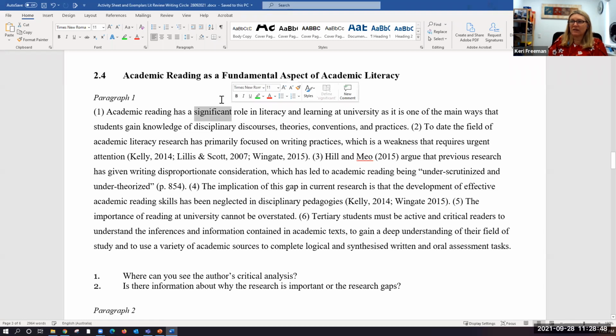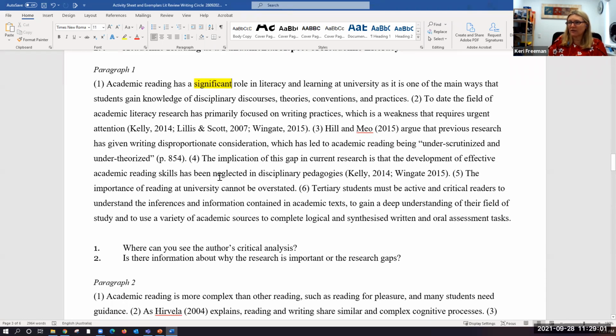I mean, it's just this even, excuse me, significant, that's critical analysis. Reading has a big part to play, not any part, a big part. So that's sort of the simple kinds of ways of showing critical analysis. But what else is there? What about this? This is a weakness that requires urgent attention. So again, the vocabulary is very strong, isn't it, to say that so to date, the field of academic literacy research has focused on writing, which it has. So reading is sort of almost like an invisible part of it when actually they're linked together.